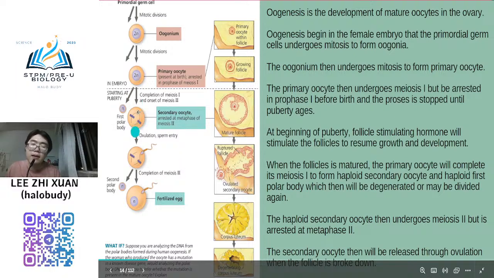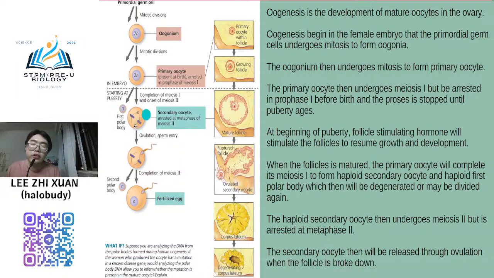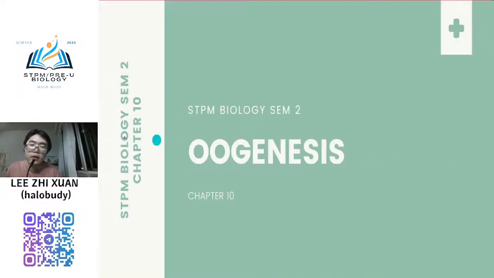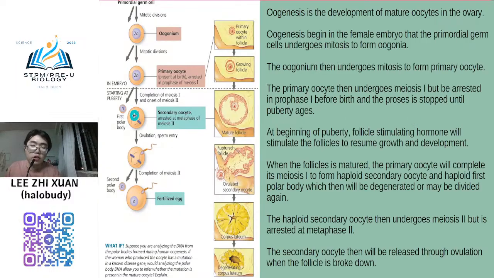So meaning the secondary oocyte is now released from the ovary already. You see, it refers back to the female organ structure. It will release from the ovary and then go to the fallopian tube.